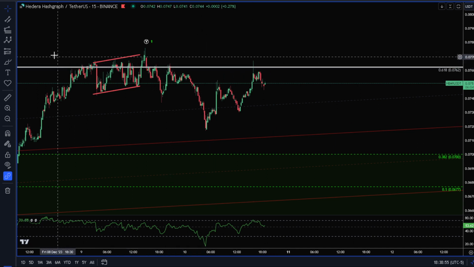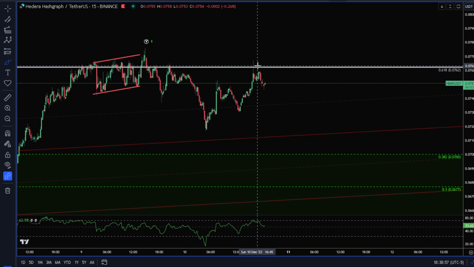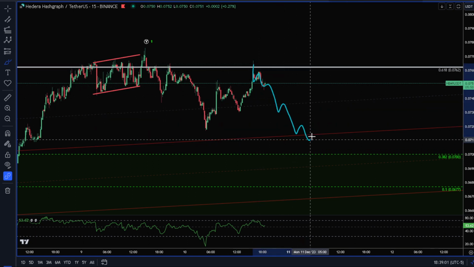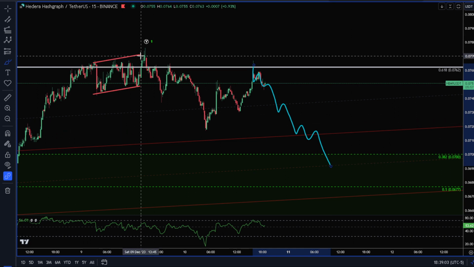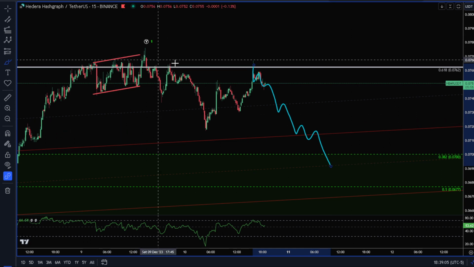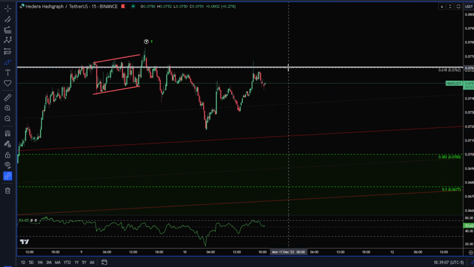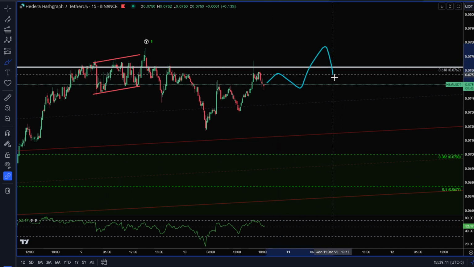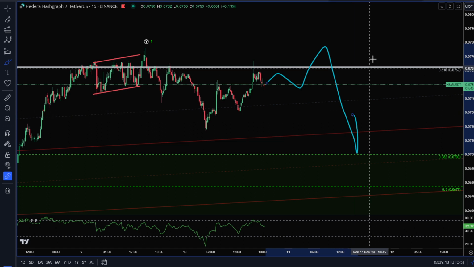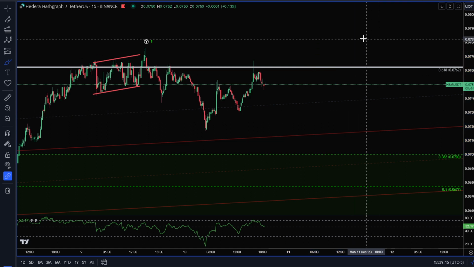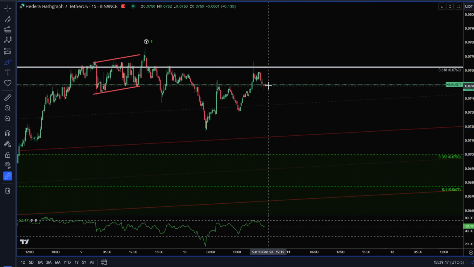So my assumption right now, not assumption, but I'm looking for a 1-2-1-2, and we break to the downside, get our C wave, and this ends up being a flat, or we get our 333 up and we make our running flat or expanded flat. So out of those scenarios, this is how we can get probabilities to our side.